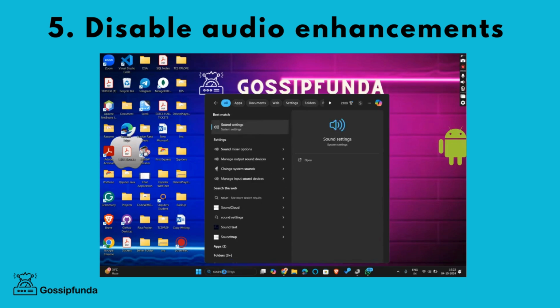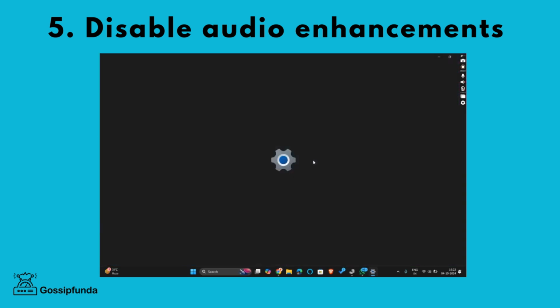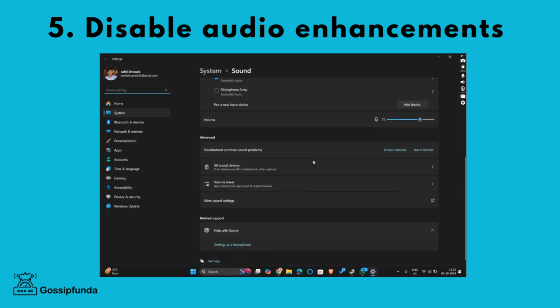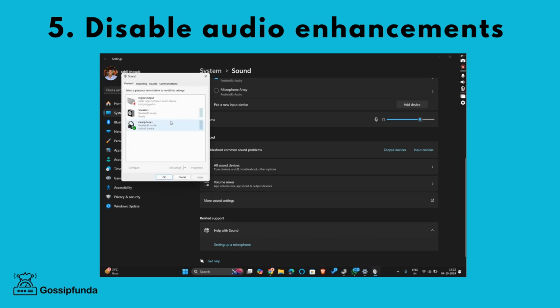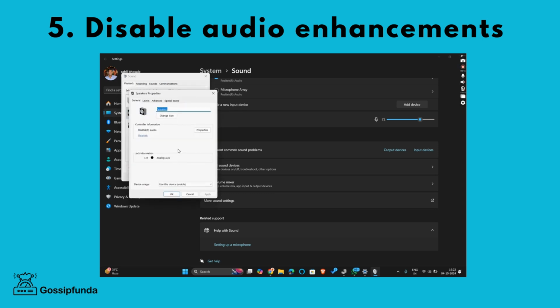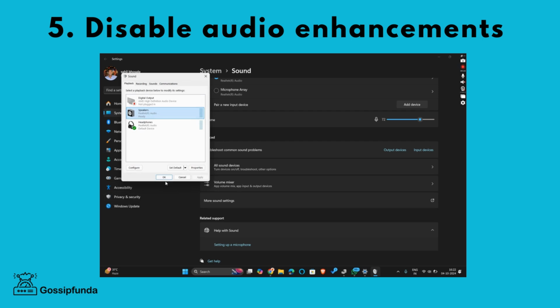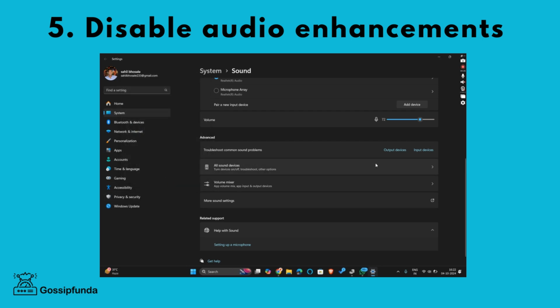Next step is disable audio enhancement. For this, go again to the settings and to the sound settings. In the advanced solution, click on more sound options. Over here, click on the speaker option and then click on properties. Then go to levels or advanced and close the signal enhancement. This would reduce any other problems by which the audio is not working.